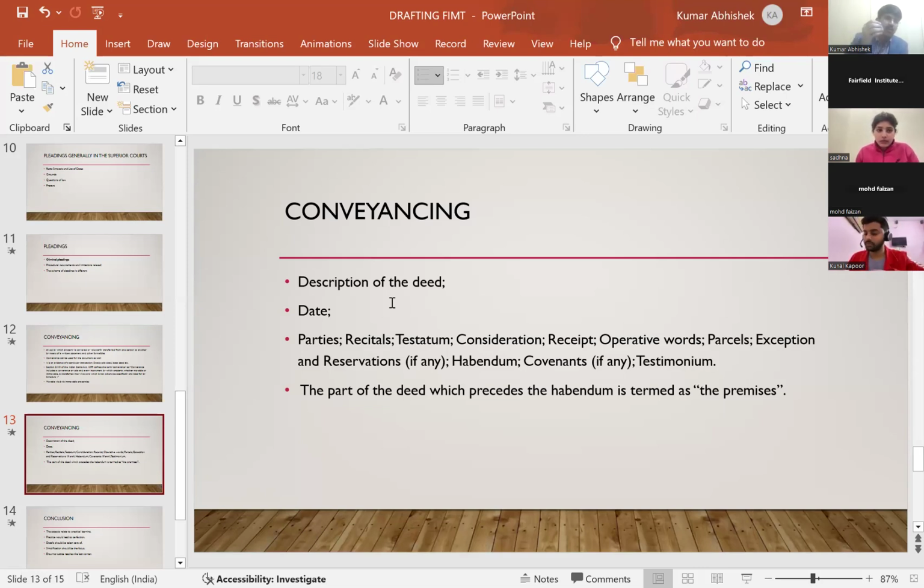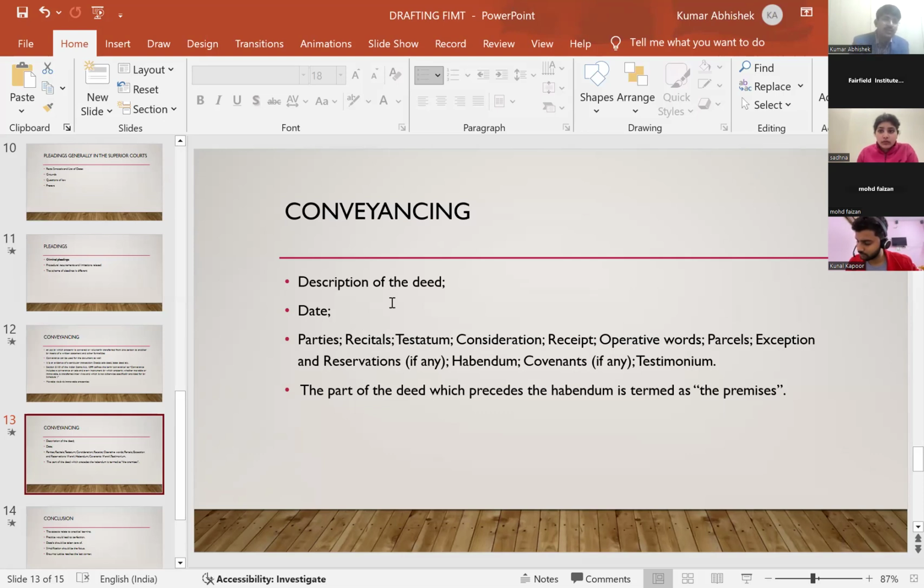Whenever you execute an agreement, you write that this agreement is being executed between Mr. X or Mrs. X, hereinafter called the party on the first part or the first party, and between so and so, hereinafter referred to as the party on the second part or the second party. So those are the recitals. Then you mention the consideration, if there is any, in that particular case.